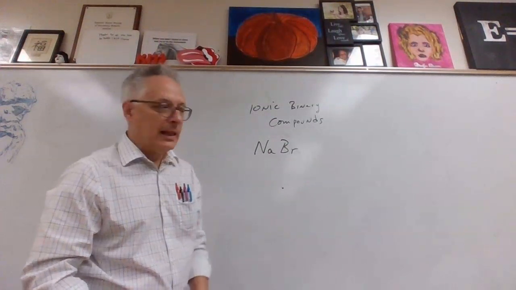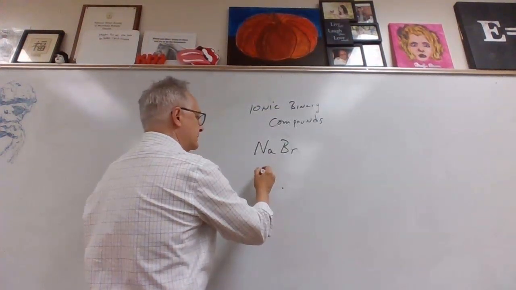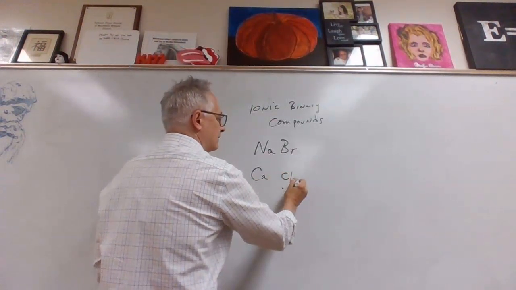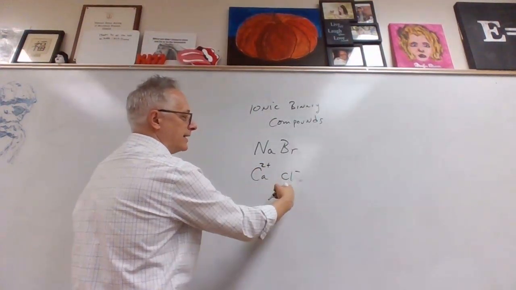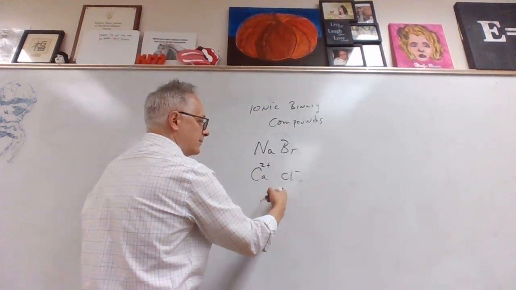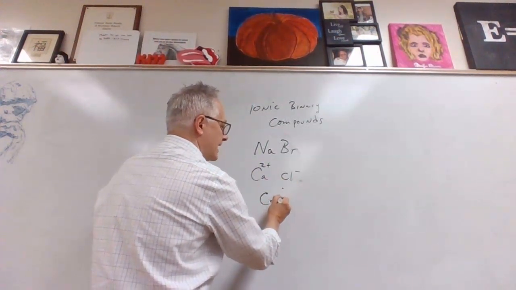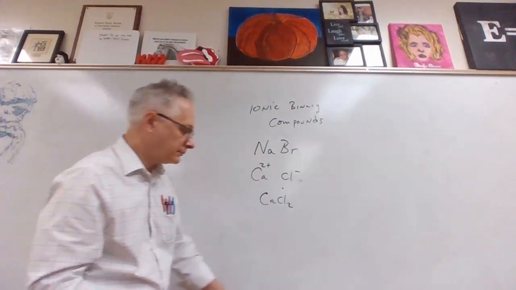That's pretty easy. And if you do have ions with different charges, like let's say I've got a calcium and a Cl chloride. Well, this has a +2 charge, that has a -1 charge. So you have to say, well, I'm going to need two of these to cancel that -2 charge. So CaCl2. And we call that calcium chloride.